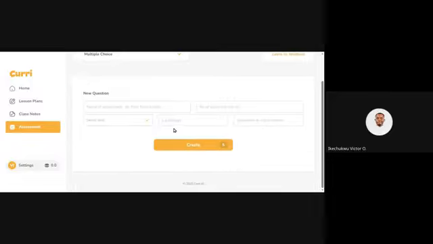Then look at this format. The format is there. Do you want it to be multiple choice, fill in the blank, or an essay? So it gives you those options. And then once you're done, you just generate. You create the essay or the assessment you want to create, right?